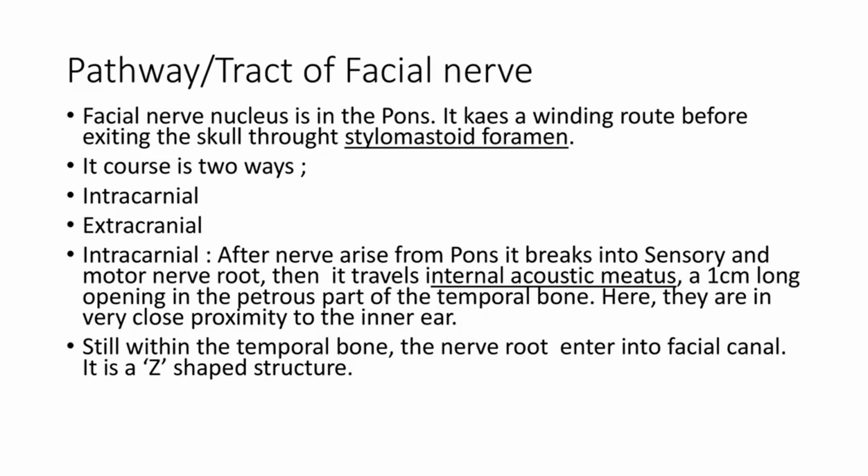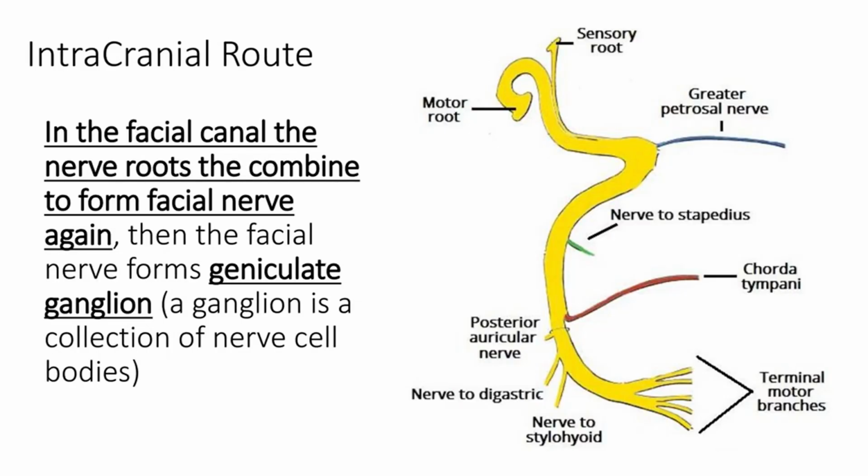So intracranial, after the nerve arises from the pons, it breaks into a sensory and a motor nerve root. It travels through the internal acoustic meatus, a 1 centimeter long opening in the petrous part of the temporal bone. Here they are in very close proximity to the inner ear. Still within the temporal bone, the nerve roots enter the facial canal, which is a Z-shaped structure. And here you can see in the pic that the motor and the sensory root are combining in the facial canal and forming the facial nerve again.